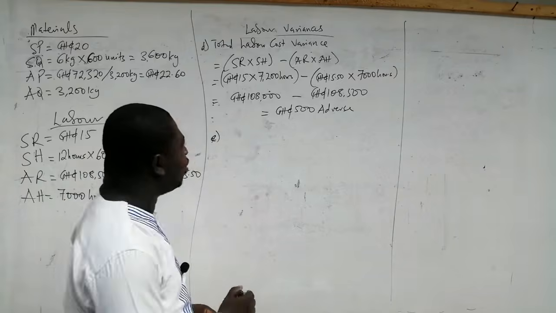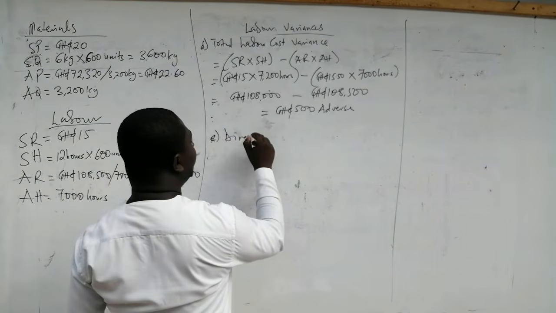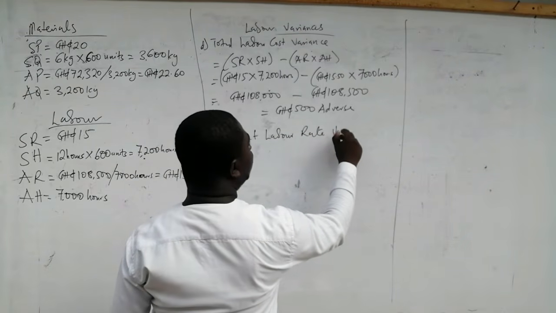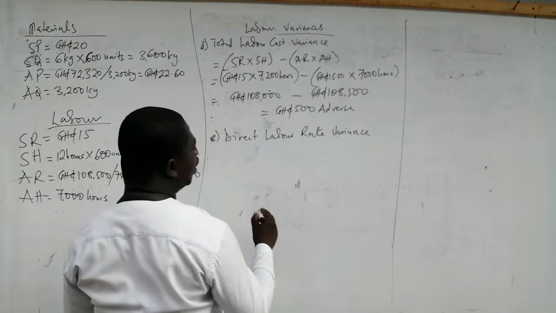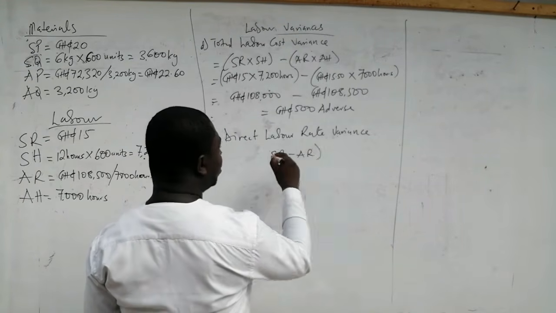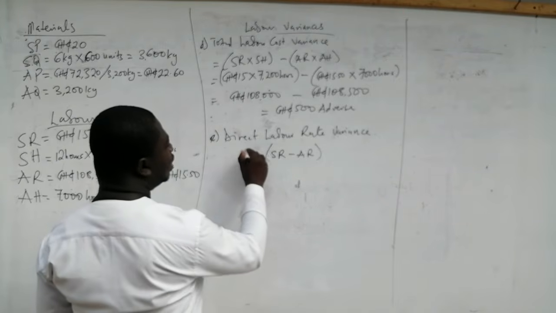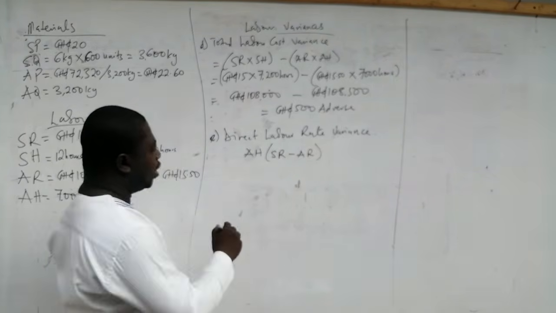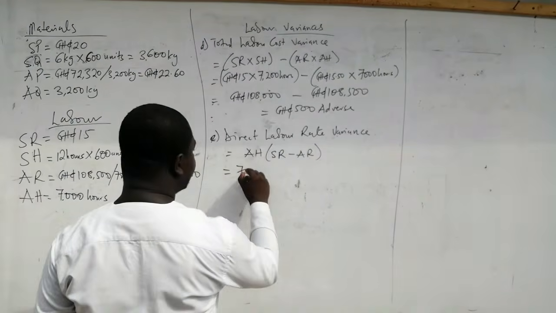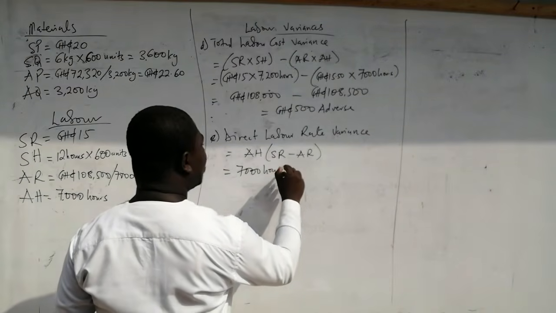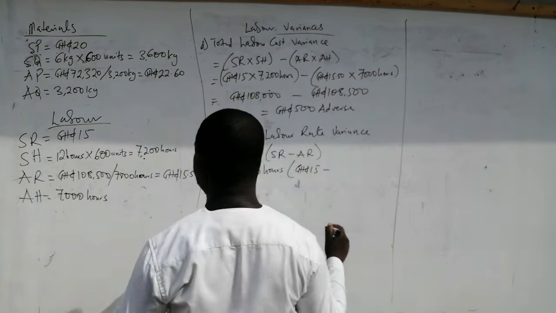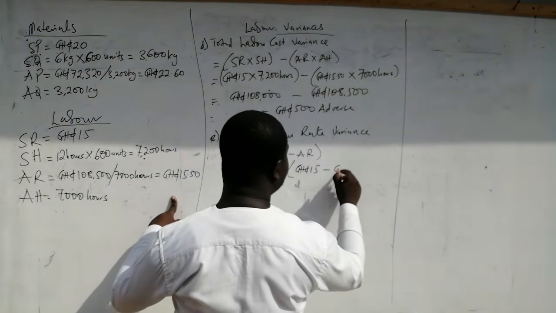And then we move to the next variance, which is direct labor rate variance. The rate of pay variance. So here, the emphasis is on the rate. And so in the bracket will be your standard rate minus your actual rate, because that is where there is emphasis, and it is valued at your actual hours. And so the same way you have the figures here, actual hours, 7,000 hours, multiplying a standard rate of 15 cedis minus the actual rate of 15 cedis, 50 pesewas.